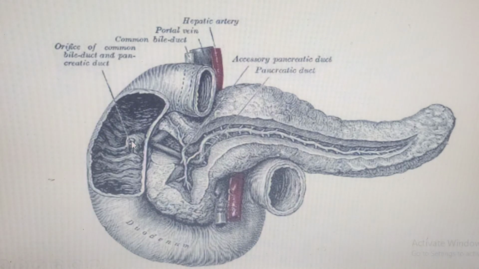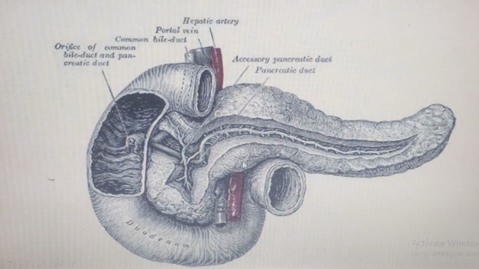Remember that the major pancreatic duct is known as the duct of Wirsung and not the duct of Santorini, because the duct of Santorini is the accessory pancreatic duct which opens in the minor duodenal papilla, above where the major duodenal papilla opened. So that is that one.